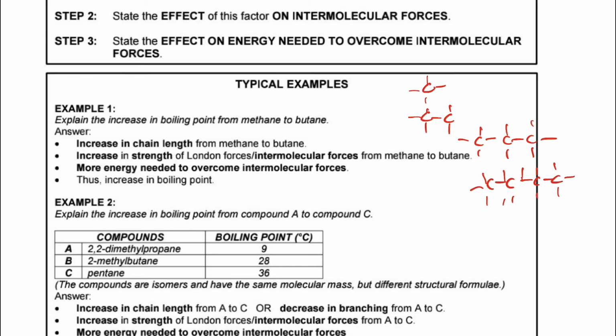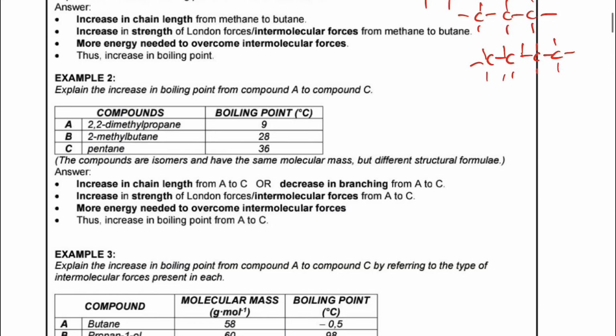That's very important. And then from methane to butane, more energy is needed to overcome the intermolecular force. Thus, there's an increase in boiling point there. So the important points are these ones there, right? Very important, guys. Now let's look at example number two.